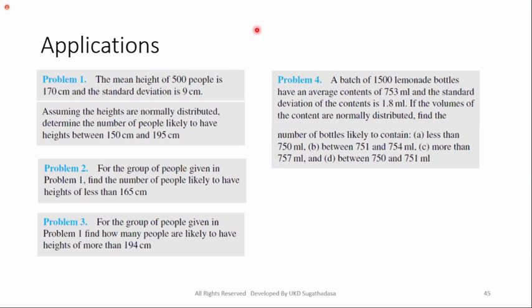If you want to calculate the number of bottles, multiply that number by 1500 and tell me the number you get there. You have the calculators, no? That's the probability 0.0475. Multiply by 1500. See how many bottles you get. In this survey, how many bottles you get less than 750 milliliters.